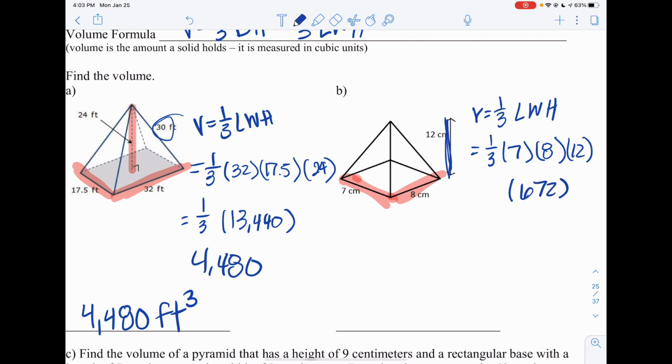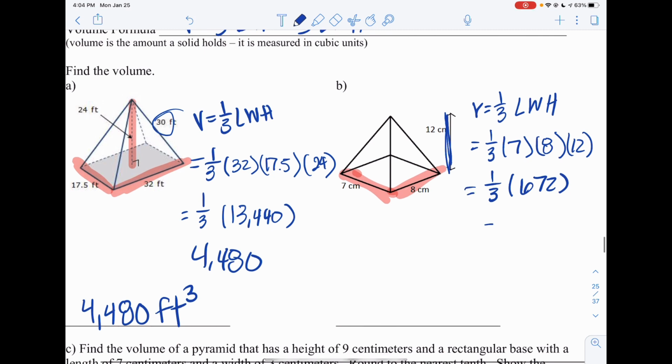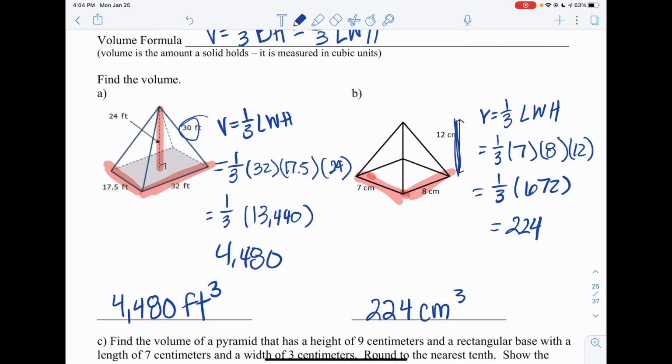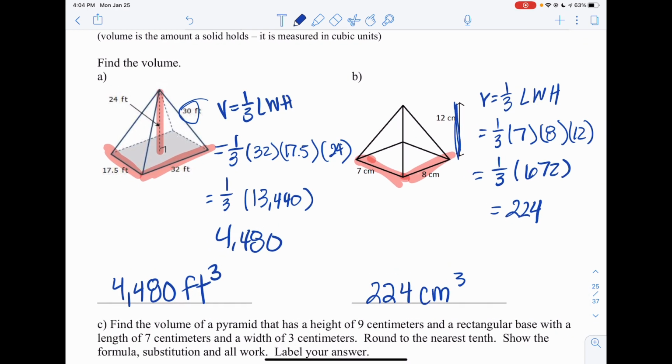Okay, now 7 times 8 times 12 is going to equal 672. And if I bring down 1/3, my next step is going to multiply 1/3 times that 672, or divide 672 divided by 3, which is equal to 224. Okay, and to finish off your final answer, it is 224 cubic centimeters. Perfect.